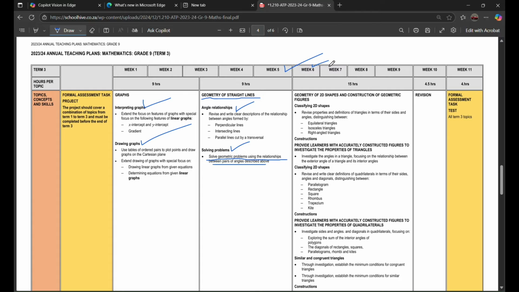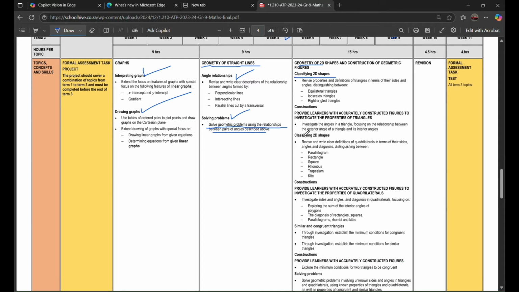From week 6 to week 9, we are going to be learning about the geometry of 2D shapes and construction of geometric figures. It's more like classifying the 2D shapes.